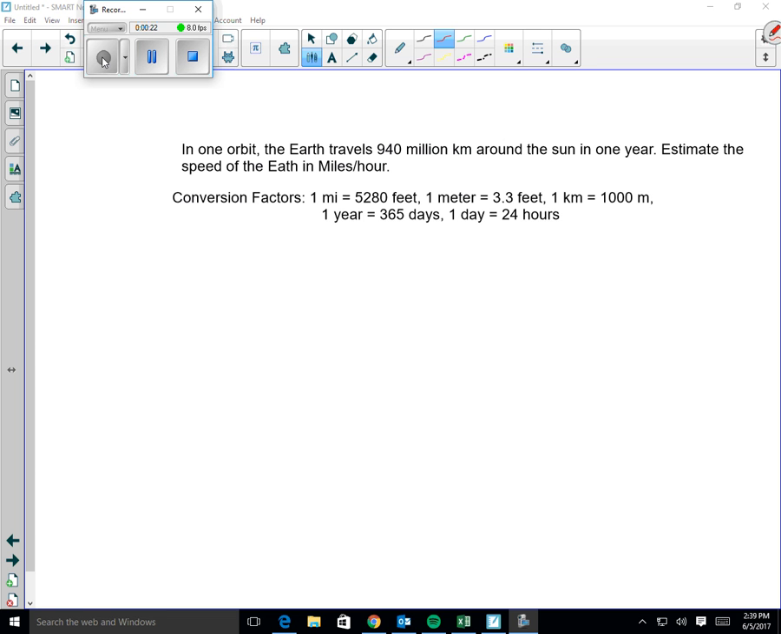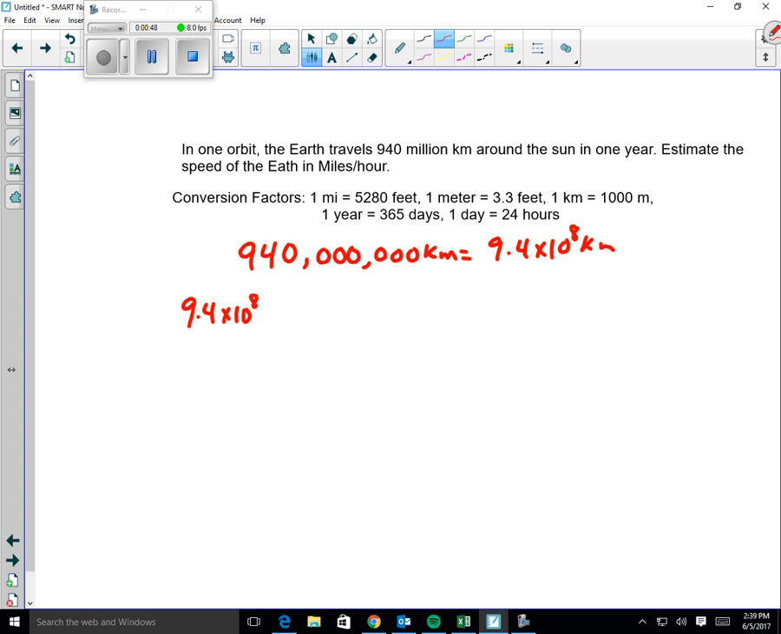So we're going to start with 940 million. And I'm going to just do some of that to start out with. 940 million kilometers is 9.4 times 10 to the 8th kilometers. So that's my given: 9.4 times 10 to the 8th kilometers in 1 year, so per year.